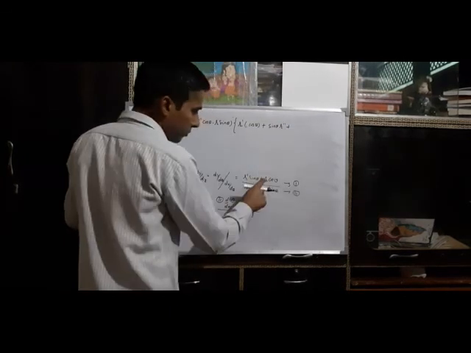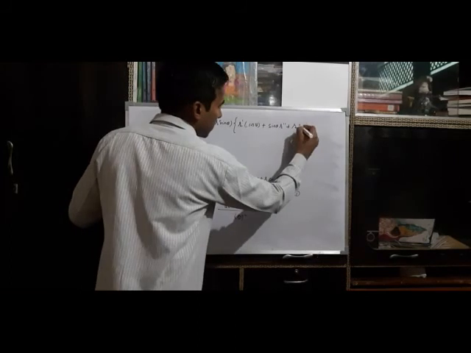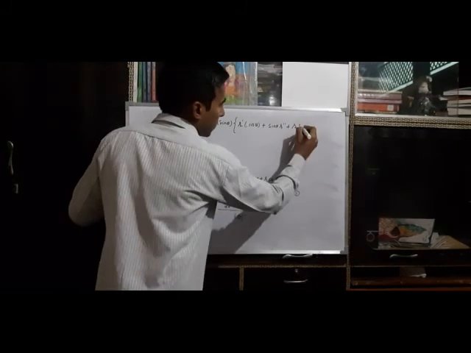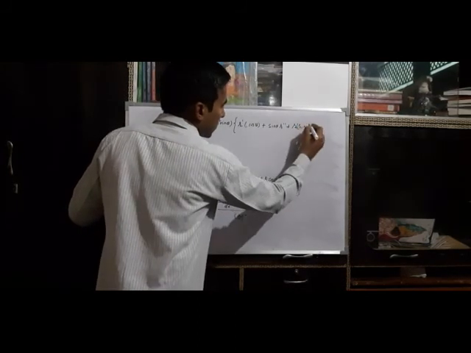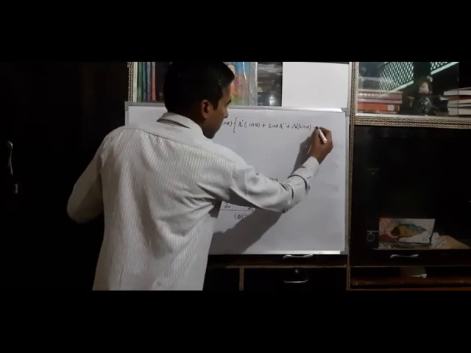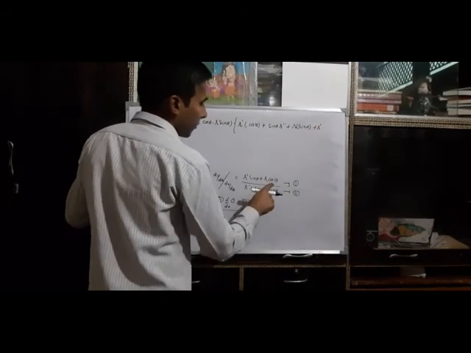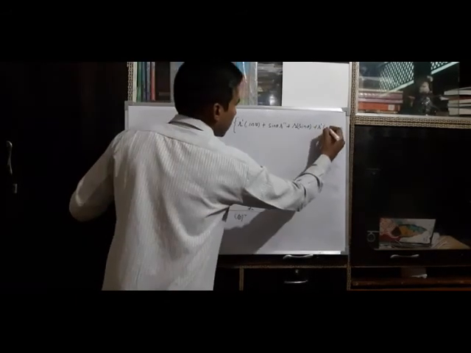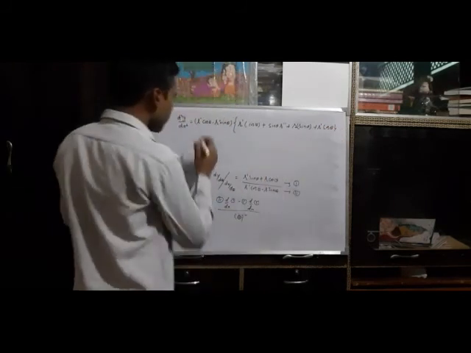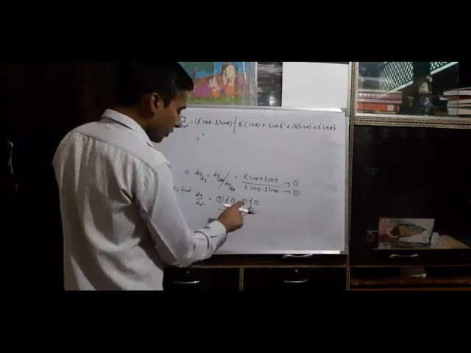Similarly, first function as it is, derivative of cos theta is minus sin theta, and derivative of r is r prime and cos theta as it is, plus minus first function as it is.